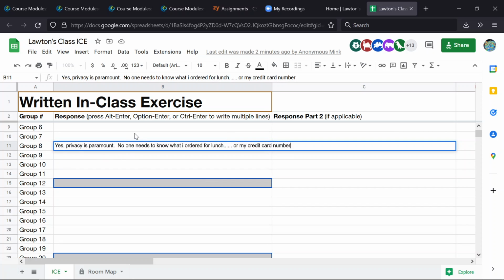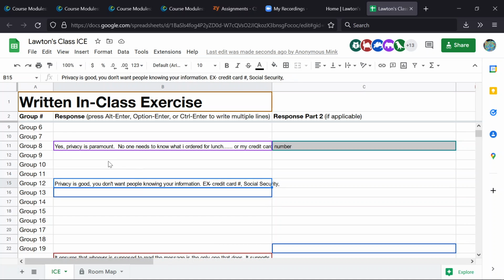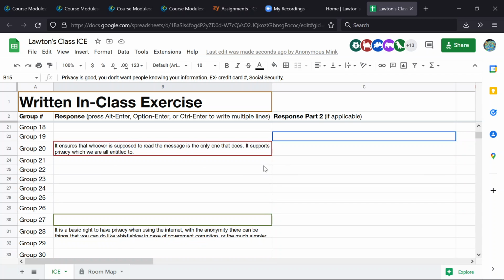Let's see what group 8 is thinking. Privacy, yeah. Paramount. No one needs to know what I ordered for lunch. It's kind of like a question of who needs to know, maybe. I like that idea. Privacy is good. You don't want other people knowing your information. So there's always the idea of a malicious party that you could think about, right? What would they do if they got my credit card number, my bank account information, if they knew what I was trying to tell my significant other, all those things.